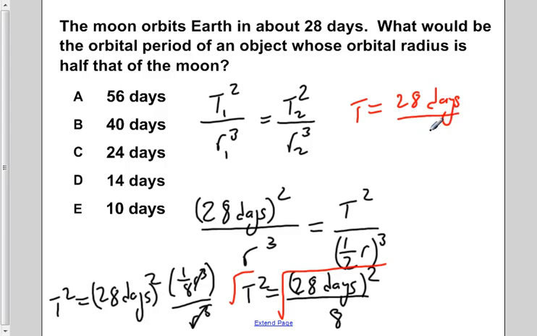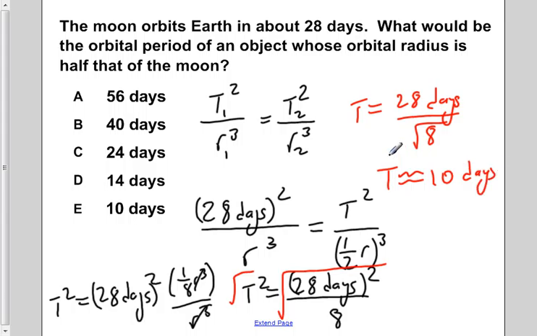over the square root of 8, because you can carry the square root out into both the numerator and denominator, split it up. So 28 days squared, square root of that, gives you 28 days. Square root of 8 would be that. So if we now calculate this out, we would find that the orbital period is approximately equal to 10 days.